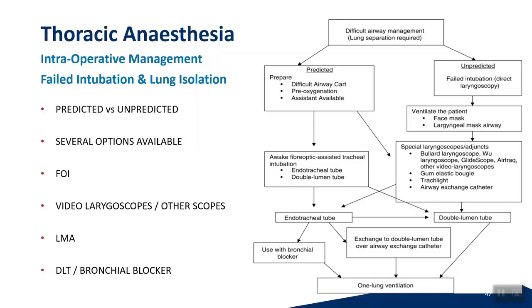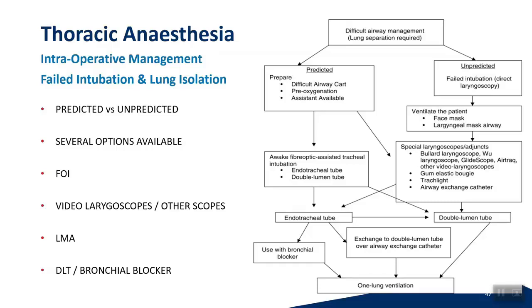The safest option would be to perform an awake fiber optic intubation, either via the nasal or oral route, with a single lumen endotracheal tube. A bronchial blocker can then be passed through the single lumen tube and placed in the appropriate main bronchus for lung blockade. This is done under direct vision with an FOB.